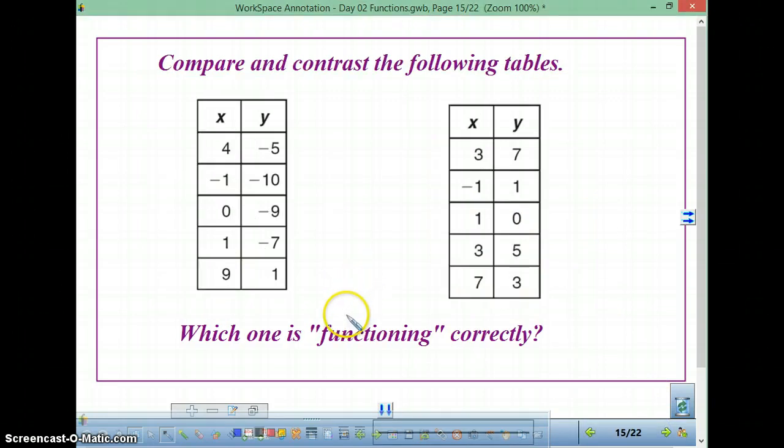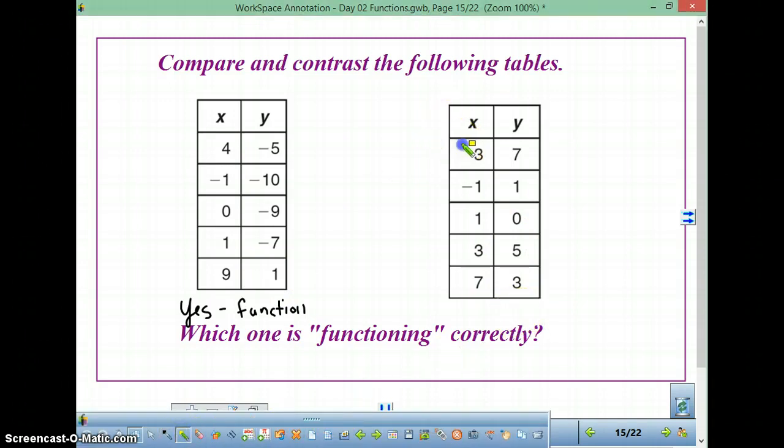Okay, function or not a function? We're doing it as tables now. Well, look here. Function. For every single x, there's only one y. How about here? So this one, yes, function. Take a look at the next one. Function or not a function? Well, take a look at this x and this x. Are those the same x's? Those are the same x's, but they give us different y's. Not a function.